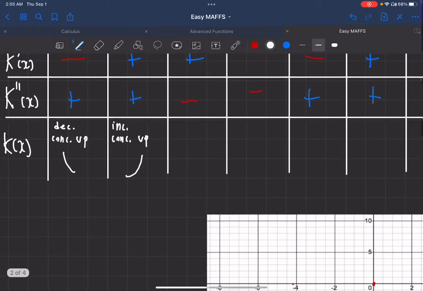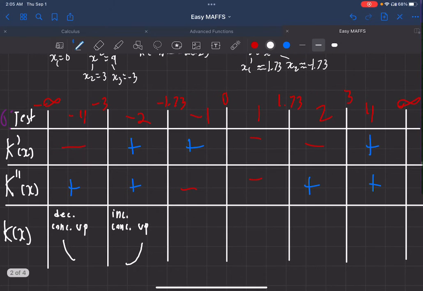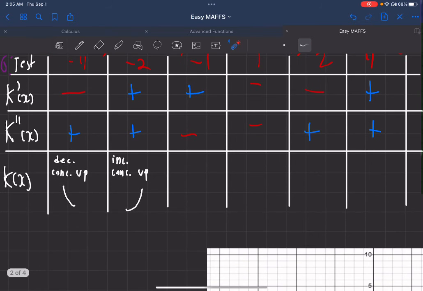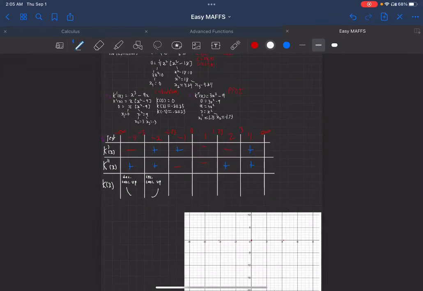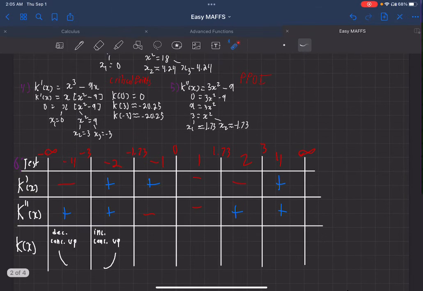So what does that tell us about k of x at negative 3? Well, it is a local min, right? This would look like that, and that would be a local min. So we already know that one of our critical points is a local min, right? So here, negative 3, negative 20.25, that is a local min.